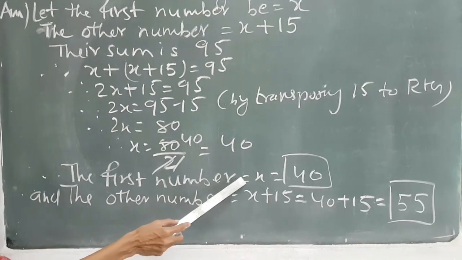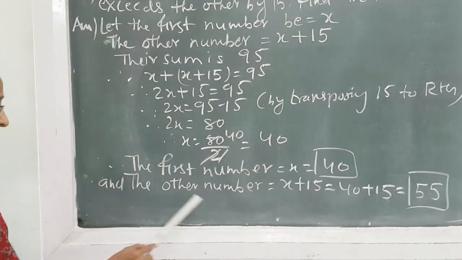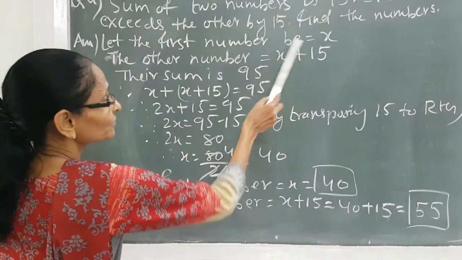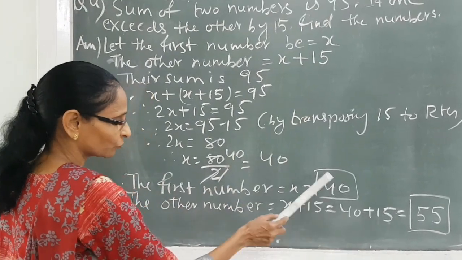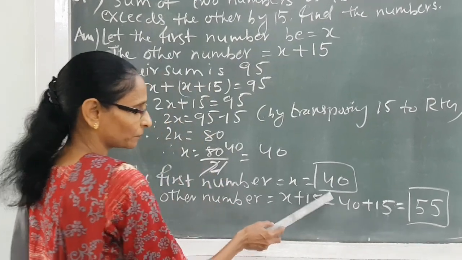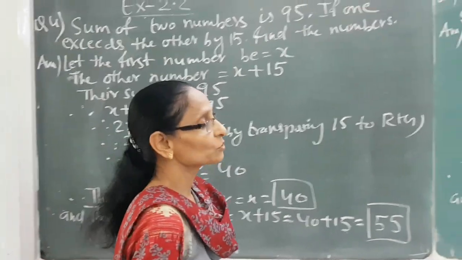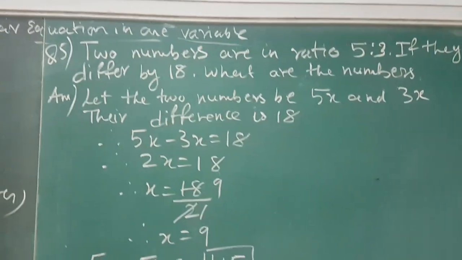Therefore the first number x is equal to 40. The first number is 40. The other number is x plus 15. So x plus 15. What is our x? 40 plus 15. That is 55. So the two numbers are 40 and 55. Now let us do question number 5.